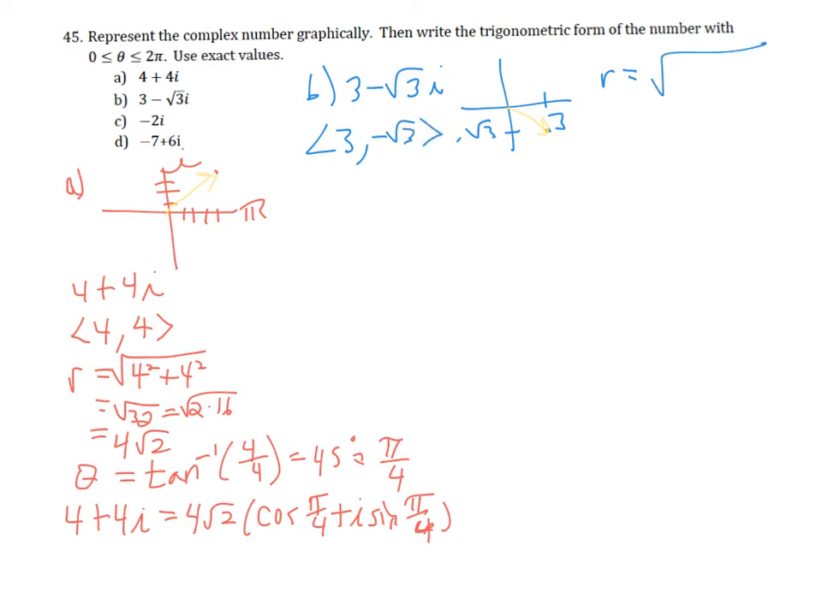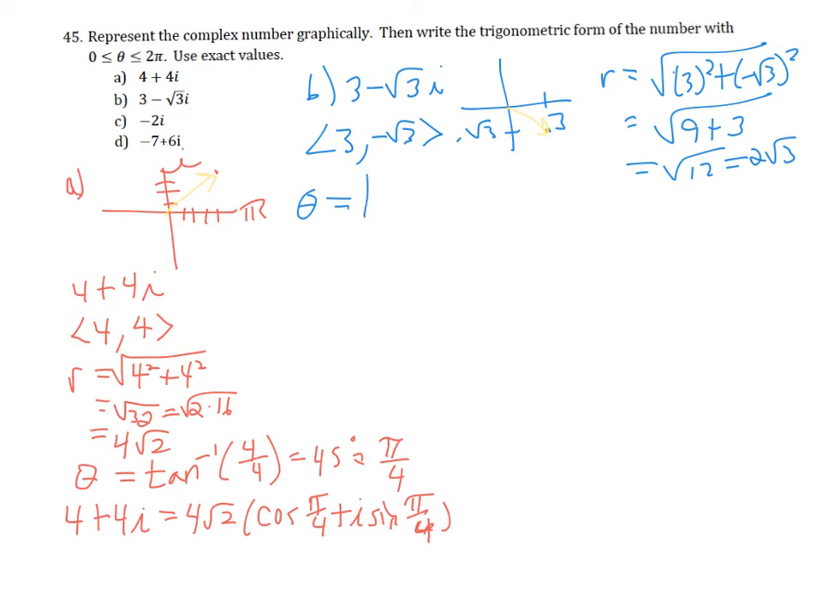Our radius is the square root of the a squared plus the b squared, or the x and y component. So that's going to be 9 plus 3, or the square root of 12, which is 2 radical 3. Our theta is going to be the inverse tangent of our imaginary component, that's our y component, over our x component. Now that is in our fourth quadrant. That happens at the pi over 6's. So that would be 11 pi over 6.